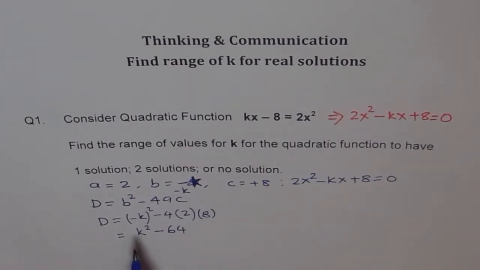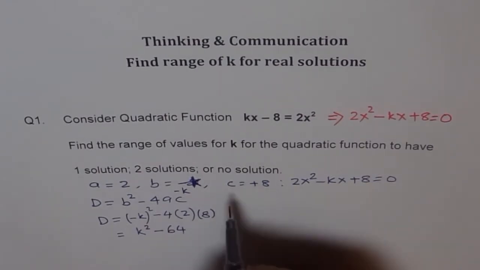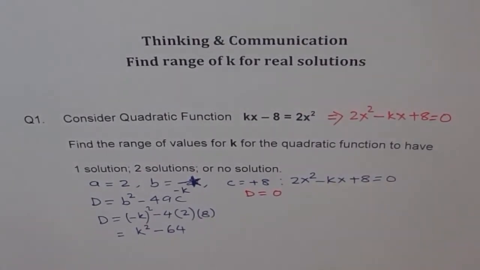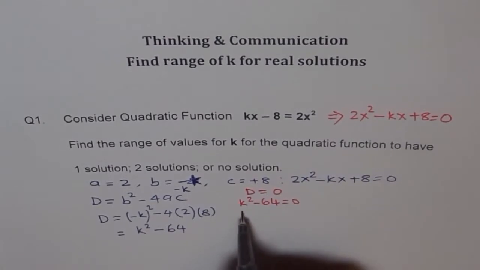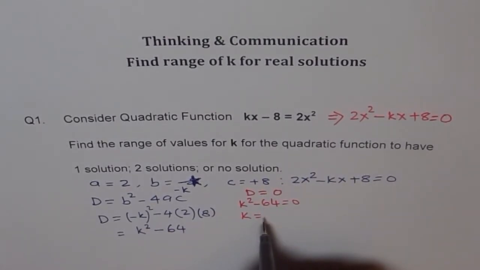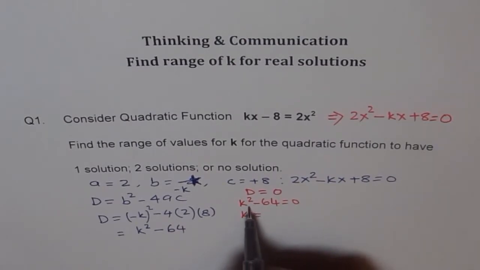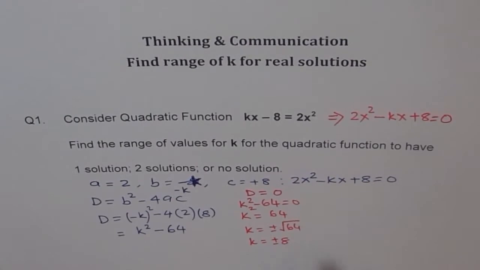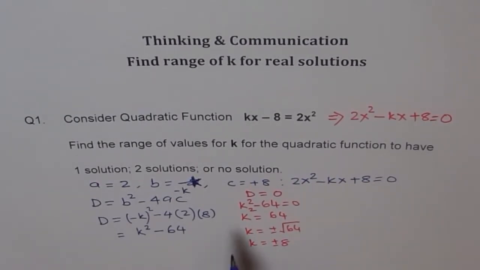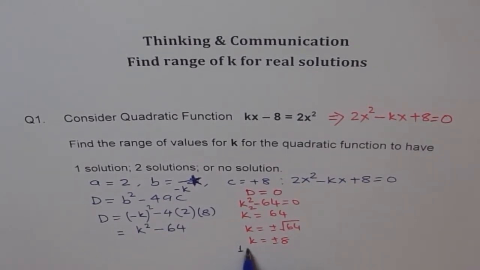So let's first test for the discriminant equal to 0, okay? So let's say d equals 0, correct? That means k squared minus 64 equals 0, so k squared equals 64 and k equals plus or minus the square root of 64, which gives k equals plus or minus 8, right? So if k is plus or minus 8, then we have just 1 solution, because that will make the discriminant 0. So that gives us the condition for 1 solution, right?